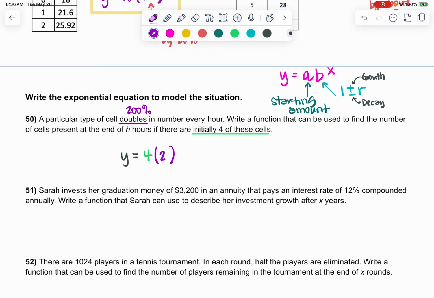And it says present at the end of H hours. If you want to write X up here, I'm totally fine with that. The problem says after H hours, so they're using H. So I would prefer the X, but I'm just going to cross that out and put X right there. But if you put an H, obviously that is what they're intending for you to put there. And that's it, right? They're not asking you to do any work or anything like that, just want you to write the function.